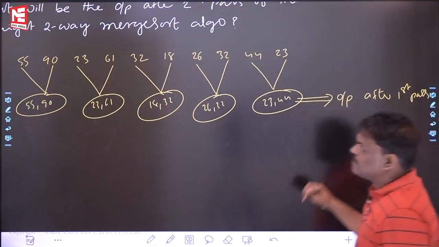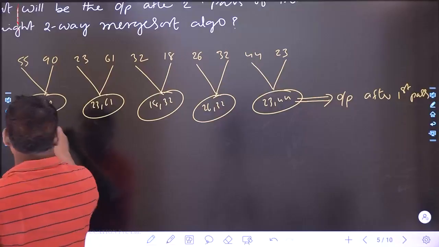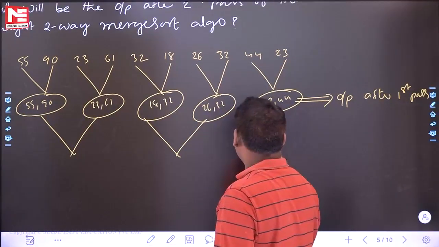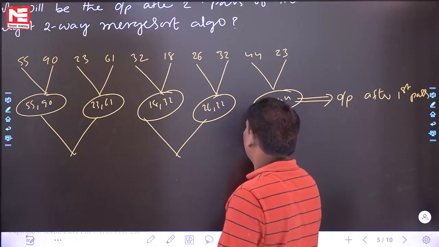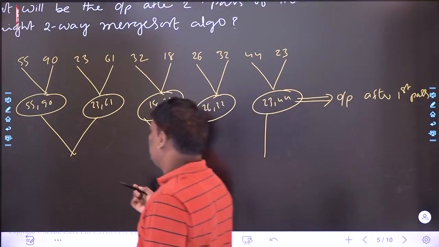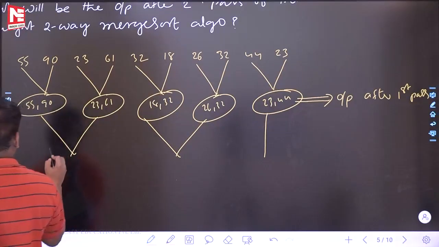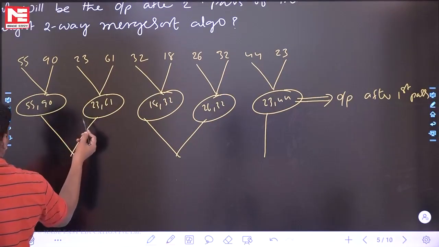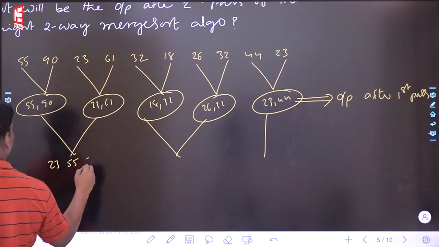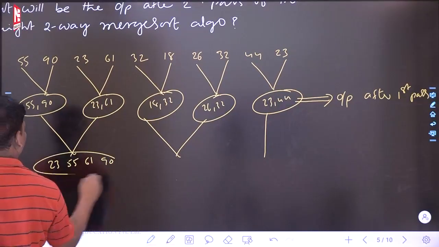Once again, do the same. Take two and merge them. If there is no partner, copy as it is. That means in the next level, it will be merged with someone. Instead of leaving it, just copy as it is. Now add them: 2 plus 2, 4 elements in sorted order. What is the answer? 23, 55, 61, 90.